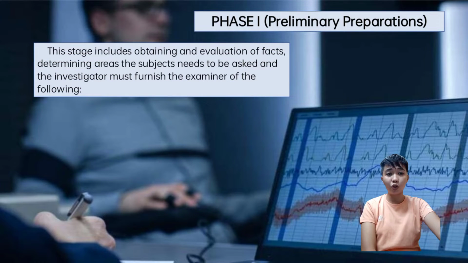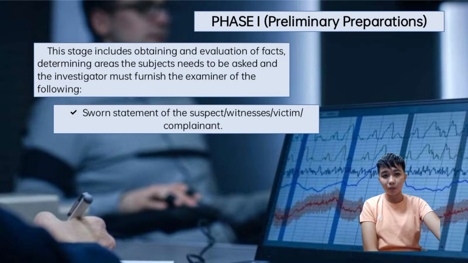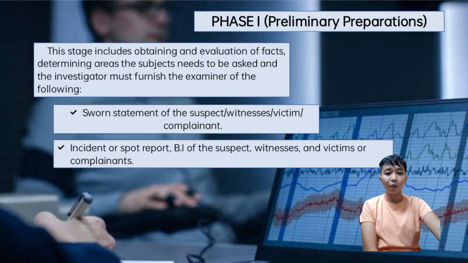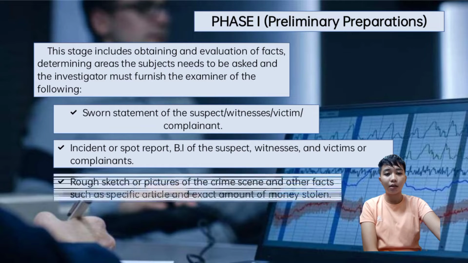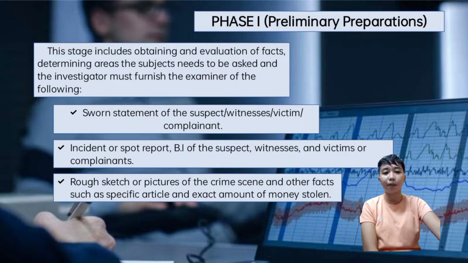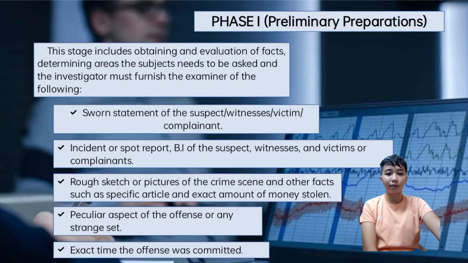This stage includes obtaining an evaluation of facts, determining areas the subject needs to be asked, and the investigator must furnish the examiner of the following: sworn statement of the suspect, witnesses, victim, complainant. Incident or spot report, BI of the suspect, witnesses, and the victims or complainants. Rough sketch or picture of the crime scene and other facts such as specific article and exact amount of money stolen. Peculiar aspect of the offense or any strange set.